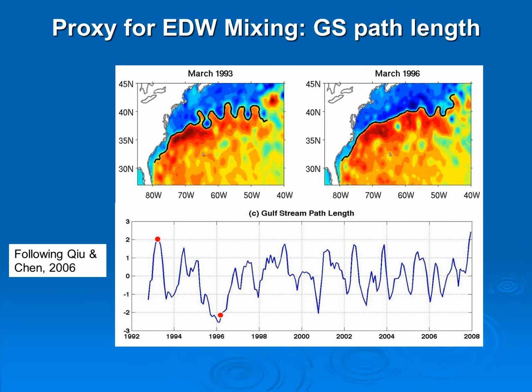So following their study, we're going to use the Gulf Stream path as a proxy for mixing. Here are two examples of the Gulf Stream path. The color map is SSH, and the black line shows you the Gulf Stream path. You can see in March 2003, you have a really long path with more meanders, which indicates more mixing. And in March 1996, the Gulf Stream is stable, and you have a shorter path, less mixing.